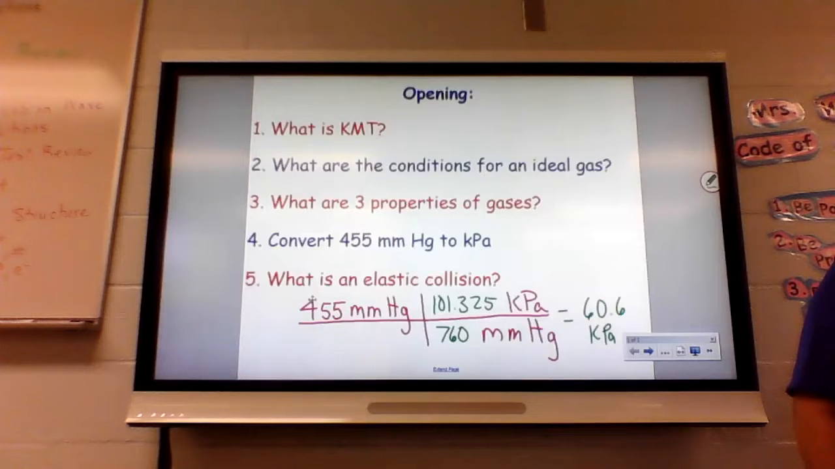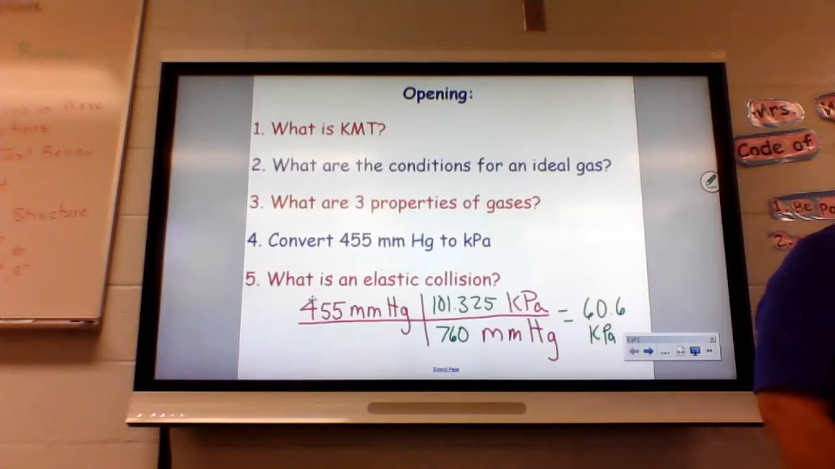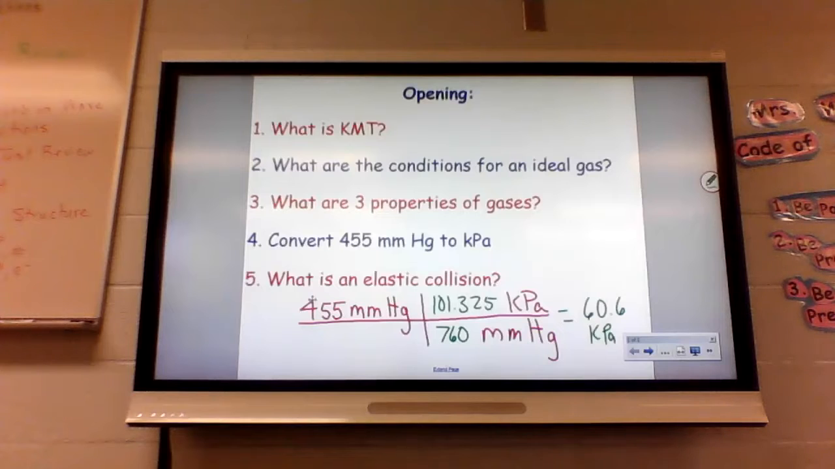Find your orange reference tables. At the very top of the orange reference table on page 1, right under where it says 1 mole, you see where it says gas constants? And then it says standard pressure. We're going to learn how to use all of those in the remainder of that table over the next week or so.